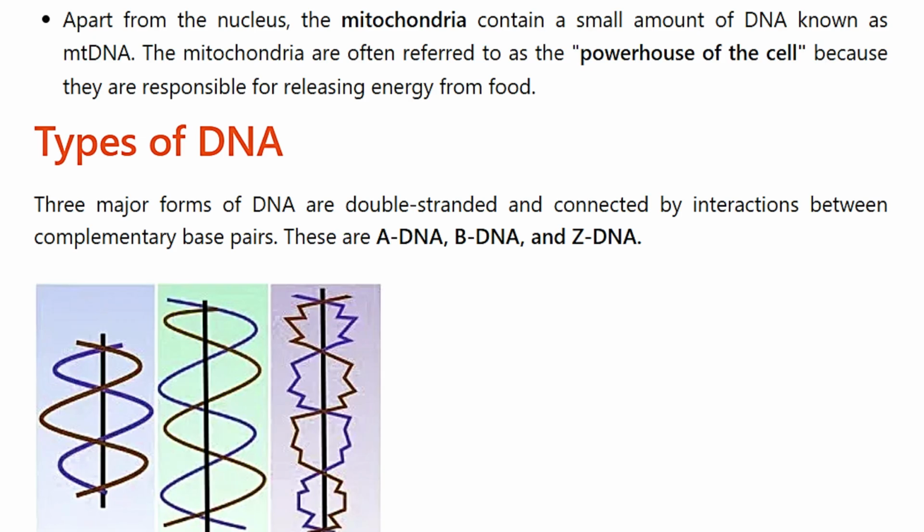Apart from the nucleus, the mitochondria contain a small amount of DNA known as mtDNA. The mitochondria are often referred to as the powerhouse of the cell because they are responsible for releasing energy from food. Types of DNA. 3 major forms of DNA are double-stranded and connected by interactions between complementary base pairs. These are aDNA, bDNA, and zDNA.